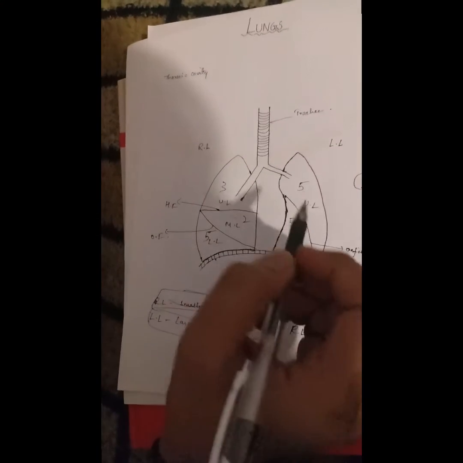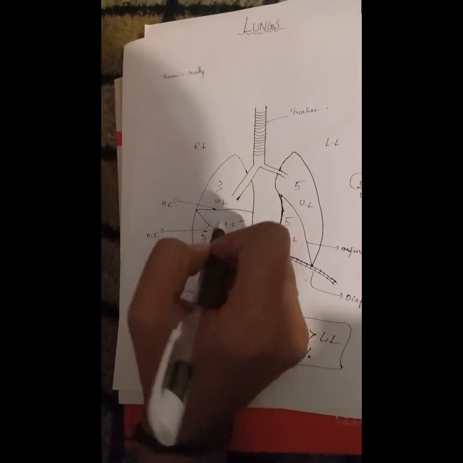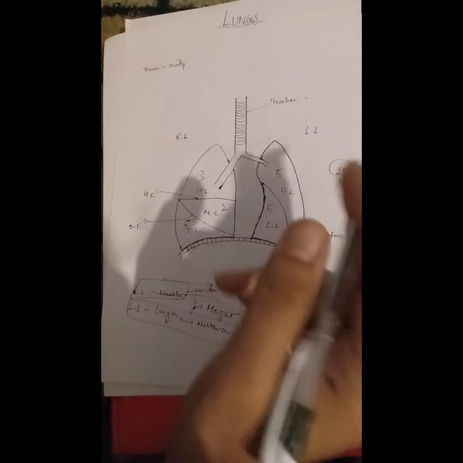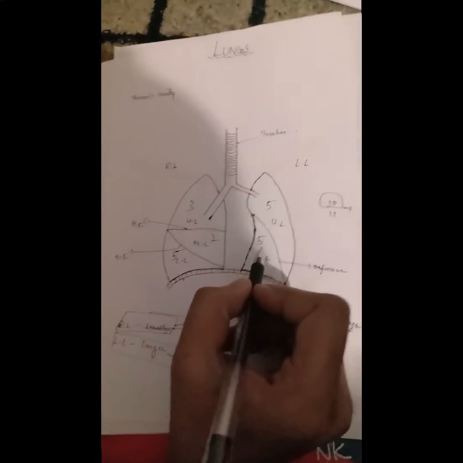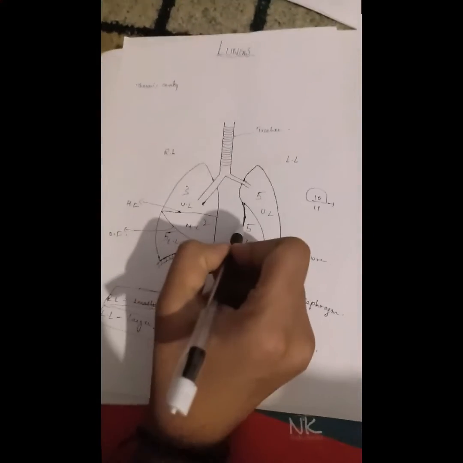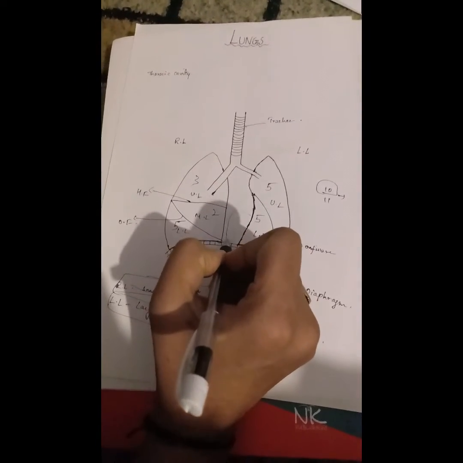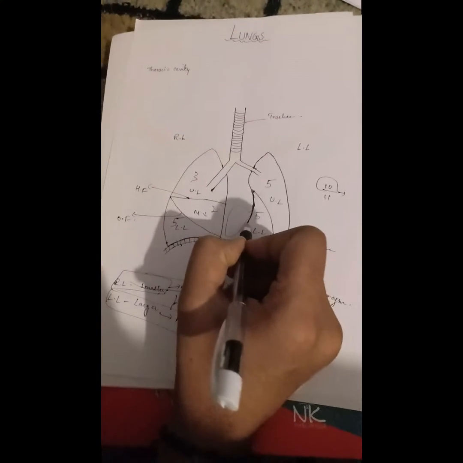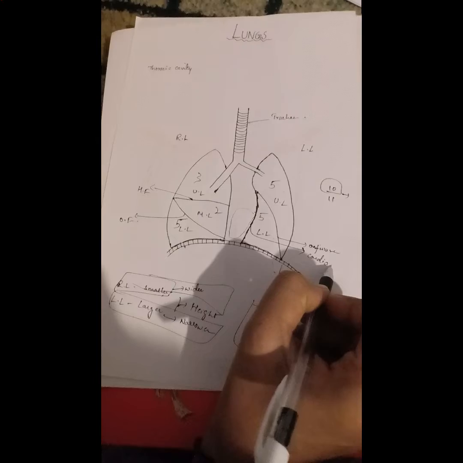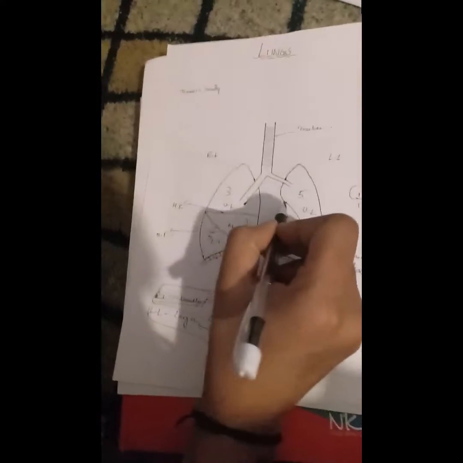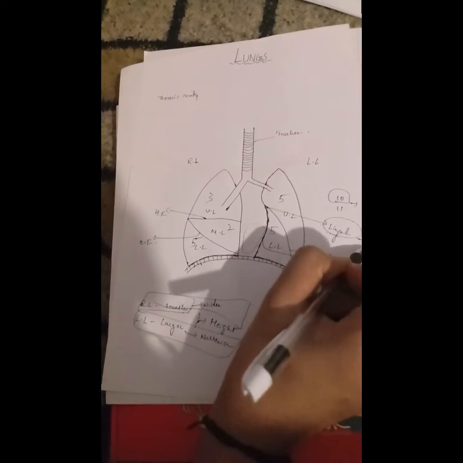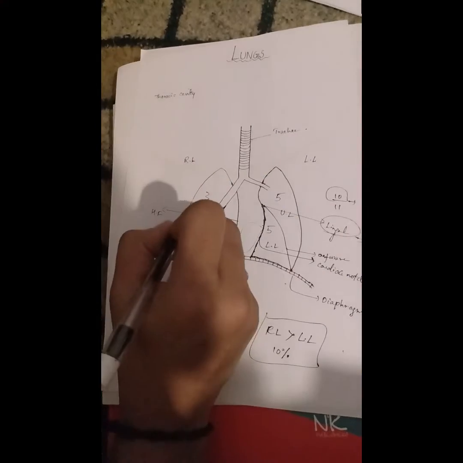Okay, next friends, these lobes are divided into segments. We have seen that, and I forgot to say one point. The left lung is narrower because the heart is situated here, so it is narrower. The place is called the notch. This notch is called the cardiac notch. The left lung has a lingula, which the right lung does not have.